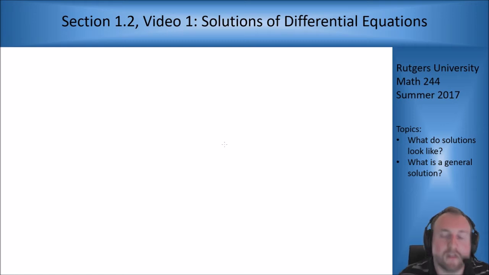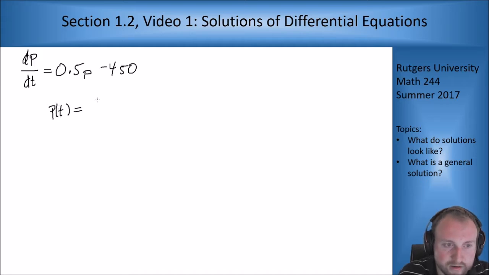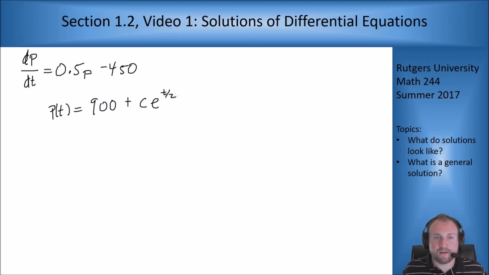In the book, they talk about this differential equation that came from the population growth of the rats in the field or whatever. And they get a solution to it that looks like this. P of t, the solution, is 900 plus c e to the t over 2. Now don't worry in particular about how they got that solution. We'll talk about that in the next couple sections. But it just looks like this, where this c is some random constant that they haven't specified at all. And the point is it's actually supposed to be there.